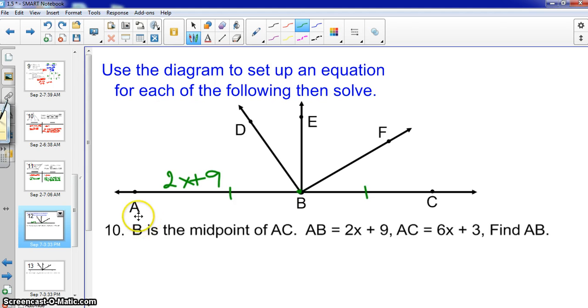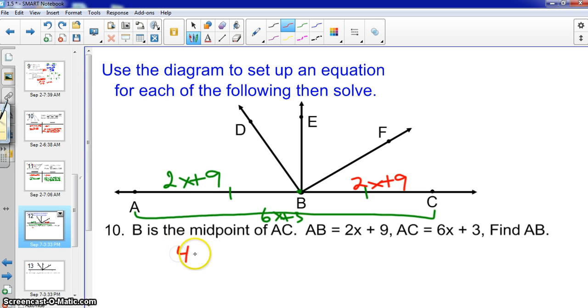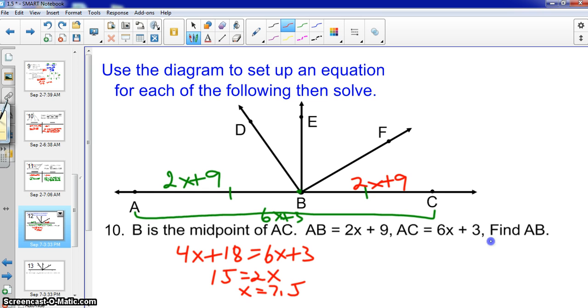So if I had that AC, the whole thing, is 6x plus 3, I could also label BC 2x plus 9 because they are congruent to each other, giving me an equation to solve. And when I solve this, I get x is 7.5. Very important that you always make sure you answer the question at the very end, finding AB. So plug it back into what I have for AB, and I get that AB is equal to 24.